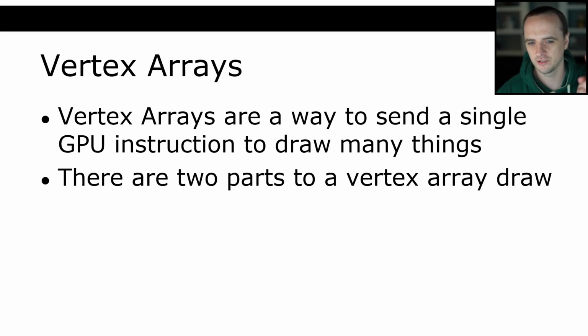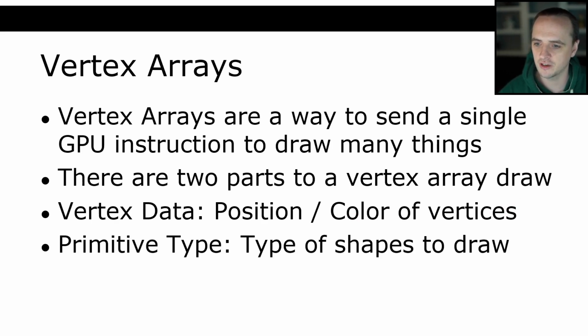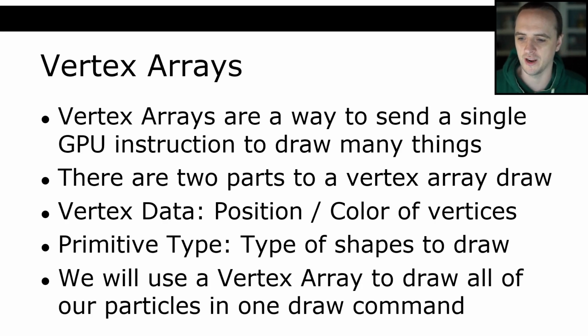There's two parts to a vertex array drawing instruction. The first part is the actual data. So we have vertex data that's stored in an array, and each vertex is going to store essentially the position and the color or texture coordinates of each of the vertices that we want to draw. The second part is the primitive type, and the primitive type is essentially going to say what type of shape we want this vertex data to represent. So we're going to use a vertex array to draw all of the particles in one draw command.